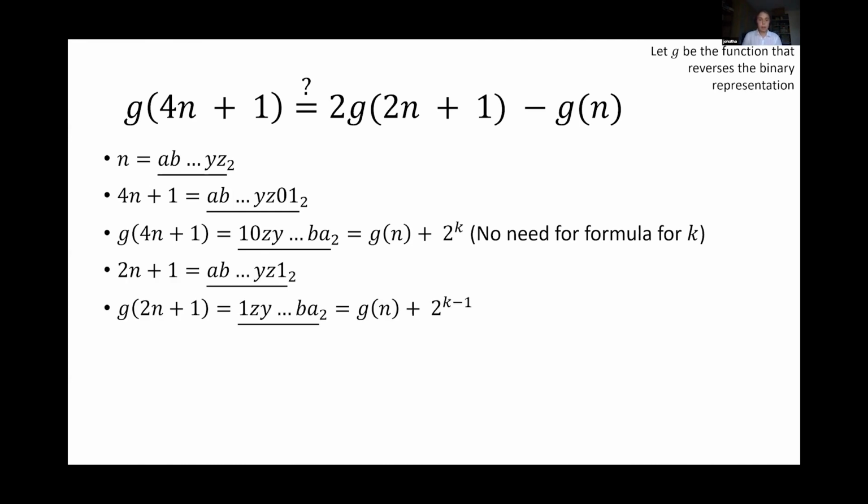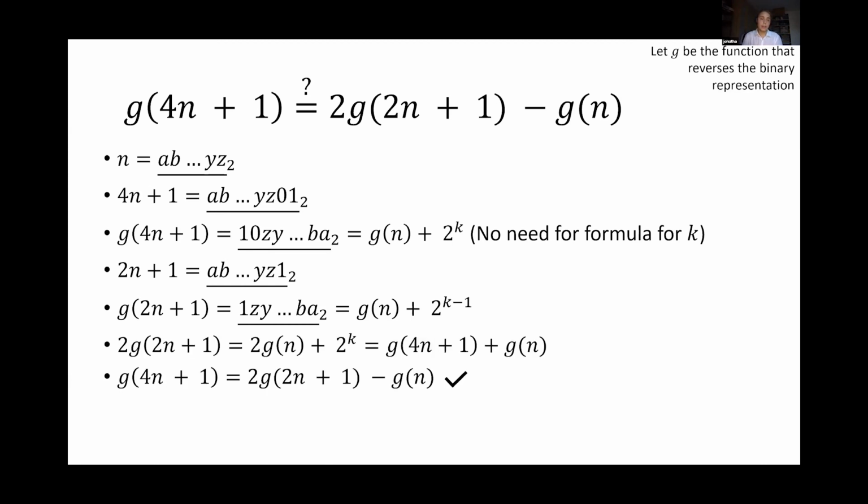Because if we look at g of 2n plus 1, we can see that we also get g of n and a 1 in front, but this one is one place to the right from the one before. So we can write it as 2 to the k minus 1. Because we have 2g of 2n plus 1 in the equation we want to show, we may just duplicate the thing we had. And so we get 2g of 2n plus 1 is equal to g of 4n plus 1 plus g of n, and rearranging, we actually get what we want to prove.